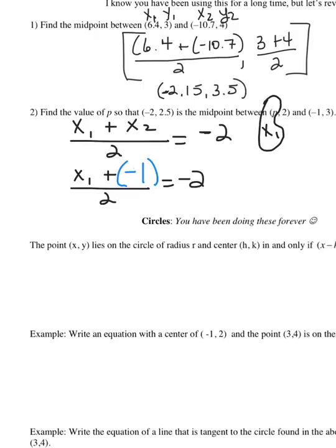So what I'm going to do is use my midpoint formula here. I'm using x1 plus x2, which x2 in this case is negative 1. So x1 plus negative 1, see how I put that in parentheses? Divided by 2, that's all part of the formula, equals negative 2, because that is my x value for my midpoint. It's negative 2. So this is the only part of the formula I'm going to need to find my value for P.